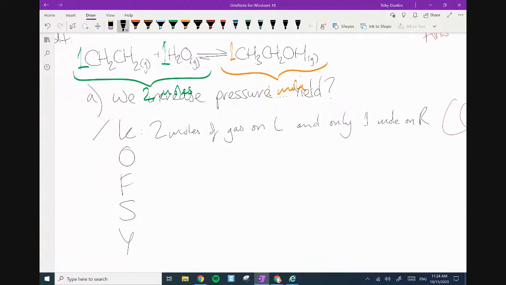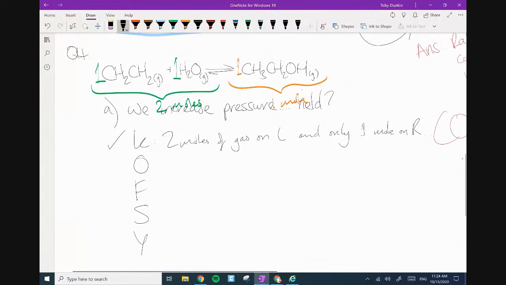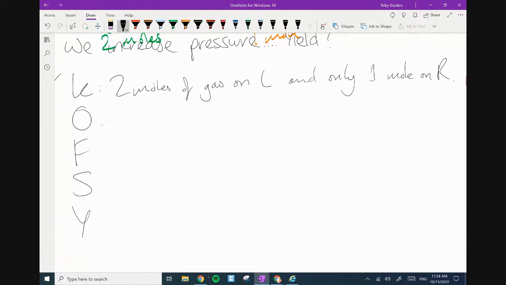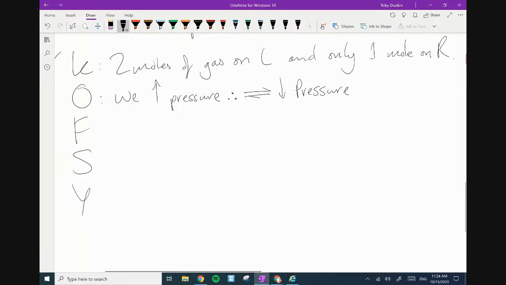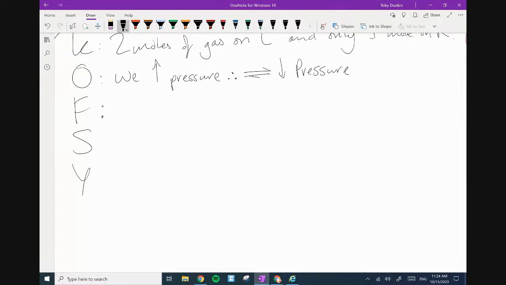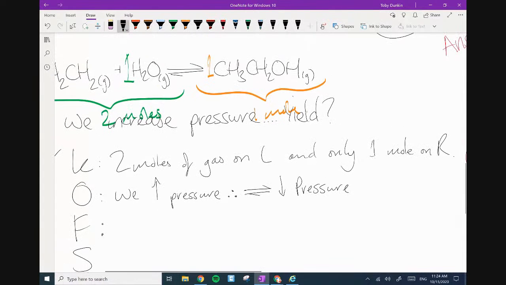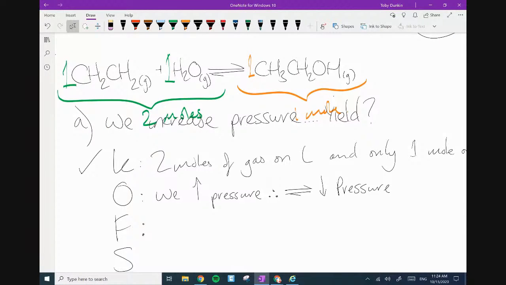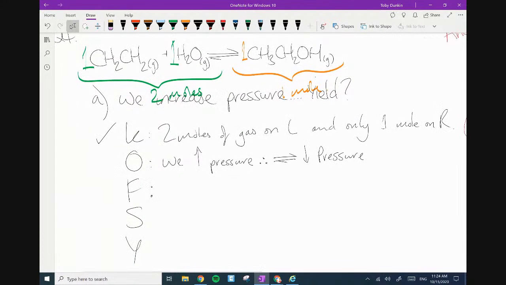First mark, tick. Right, oppose. What did we do? We increased the pressure. Easiest mark in the whole thing, no one ever gets it. We increased the pressure. Therefore, the equilibrium will decrease pressure. Now, how do you decrease pressure? What do you favor to lower pressure? You're going to favor less gas.